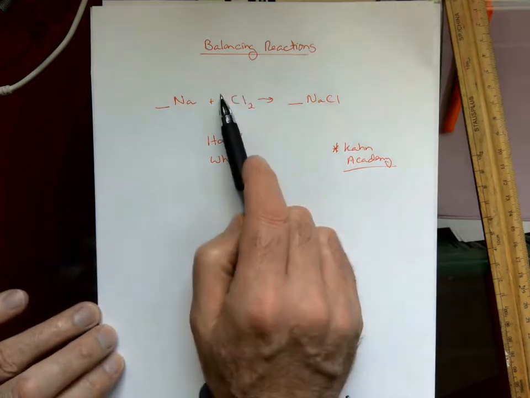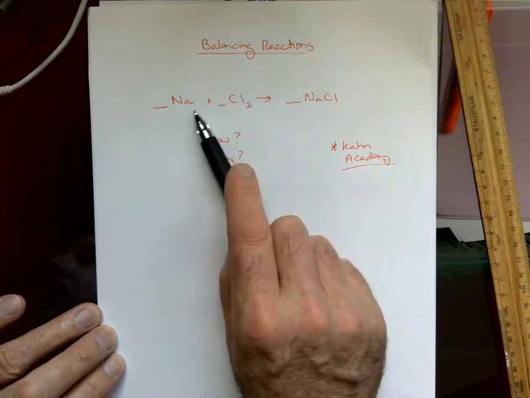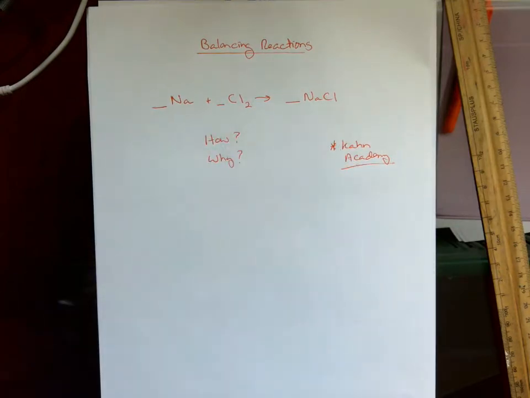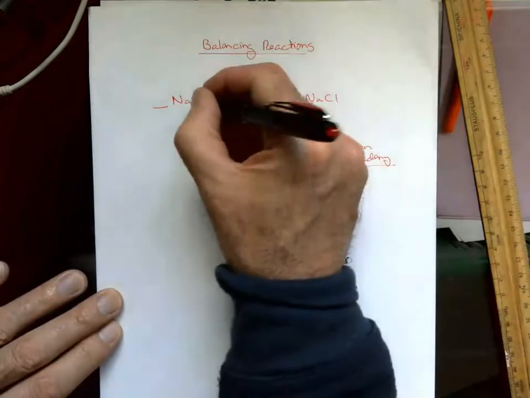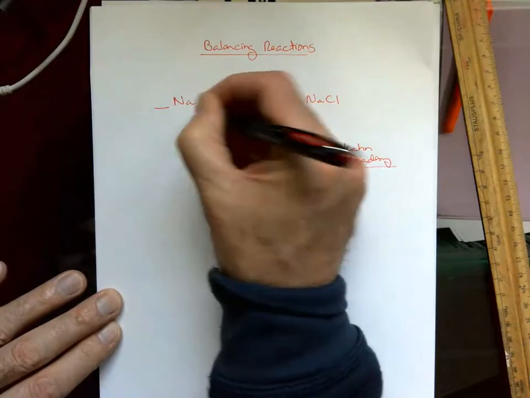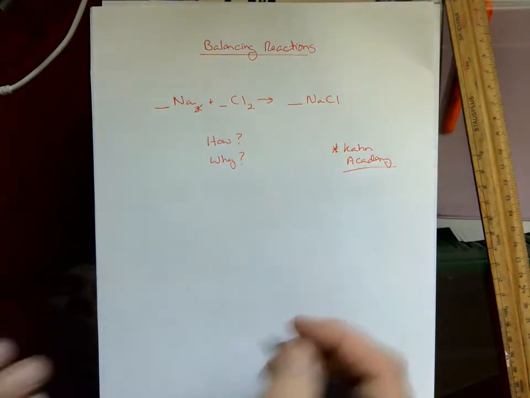You balance reactions by putting numbers out front called coefficients to make sure that you have the same number of each type of element on both sides. Now, students sometimes will try and put subscripts in down here. You can't do that. And the reason is it changes the type of chemical you have.